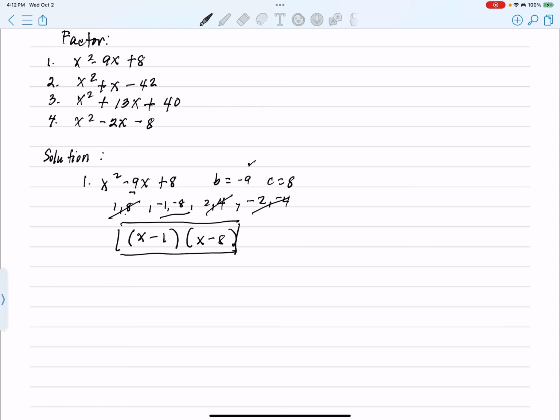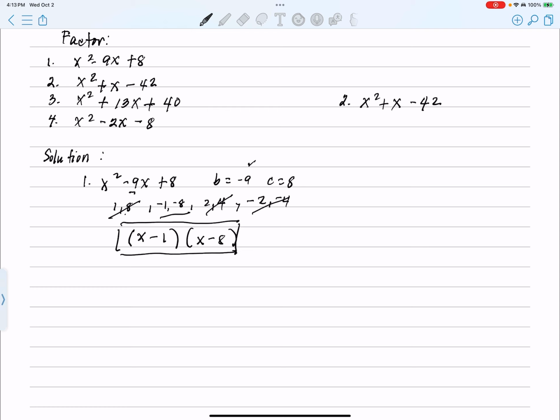I want you to observe, when our middle term is negative, our two factors are also all minus or negative. So x minus 1 times x minus 8. Let's do number 2. In number 2, you have x squared plus x minus 42.